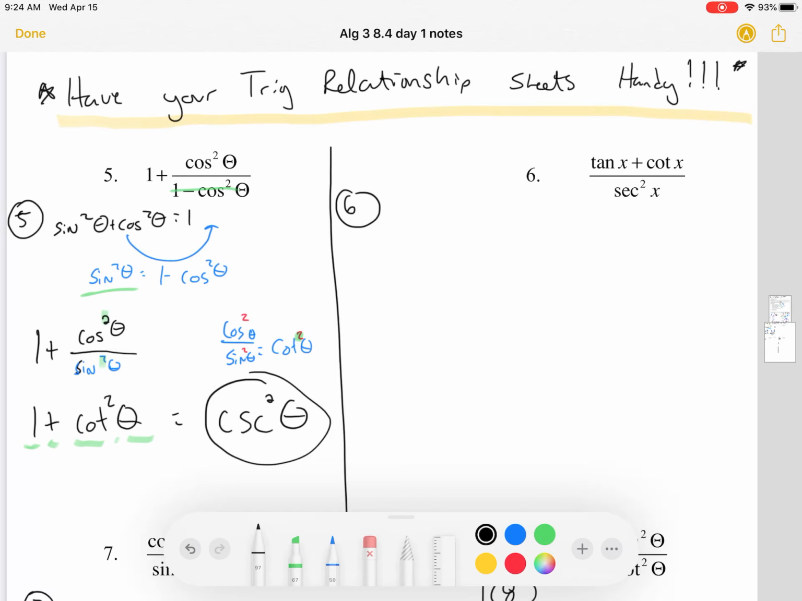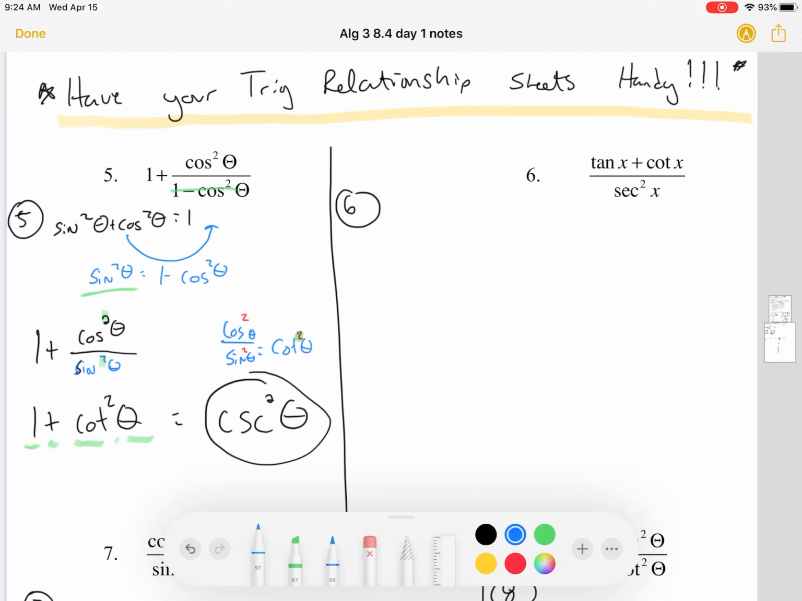Okay, on to number 6. Number 6 and number 7, I'm going to warn you right now, those are the most difficult ones on the page because they are fractions, and you're going to see what happens when we work with these fractions. So our job is to first turn everything into sine and cosine, and then see what we can cancel. Rewrite in terms of sine and cosine, and cancel.